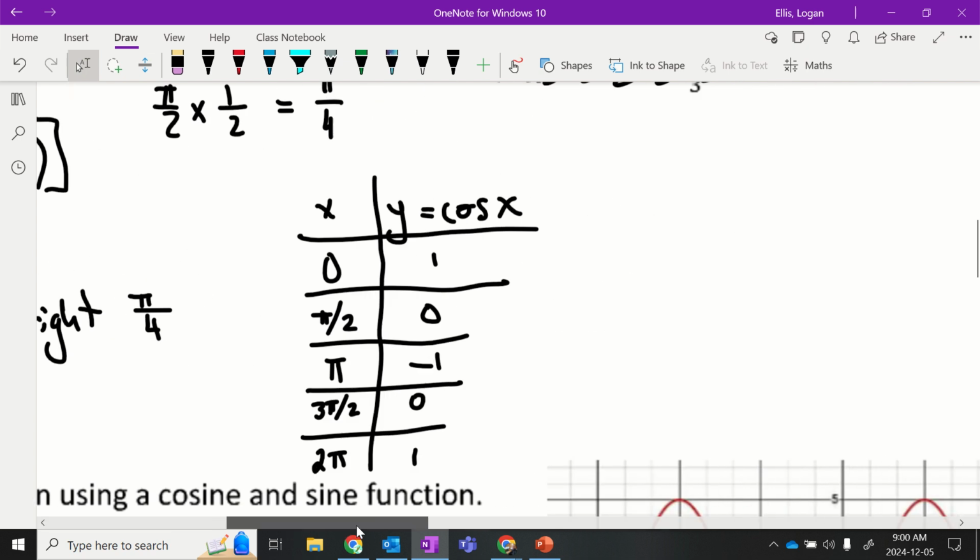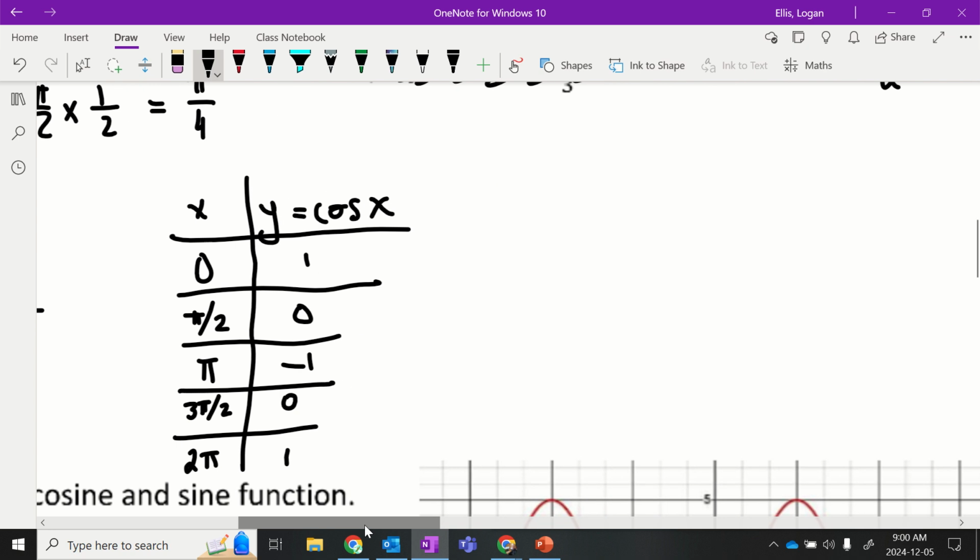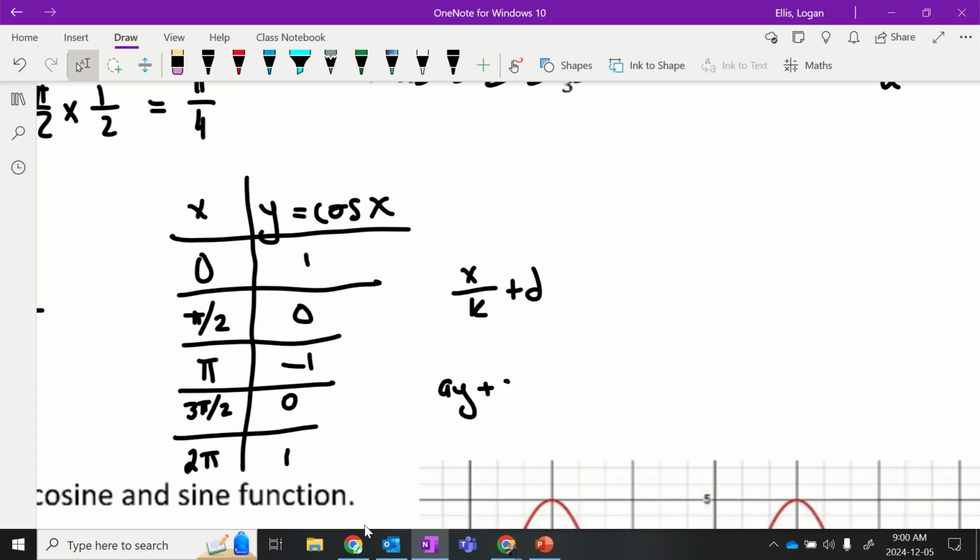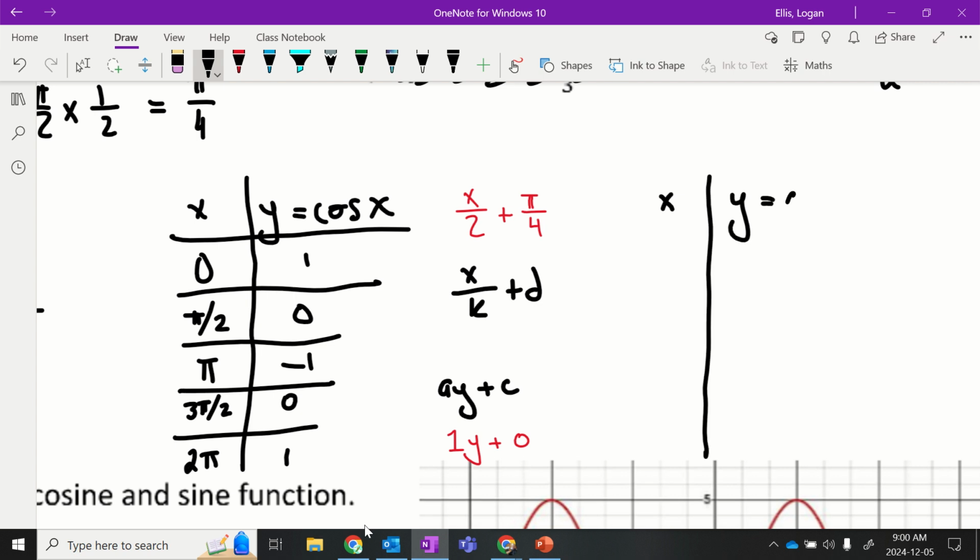But basically, we know all you do to get our new function, right, is x divided by k plus d and a y plus c. And so in this case here, our k is 2, so you'd have x divided by 2, and remember, it's plus d, so plus pi over 4. And in terms of these here, a is 1, so 1y plus 0. So the y's literally don't change at all. So your new function of x, and I'm going to forget the equation here, y equals cos of 2x minus pi over 4.